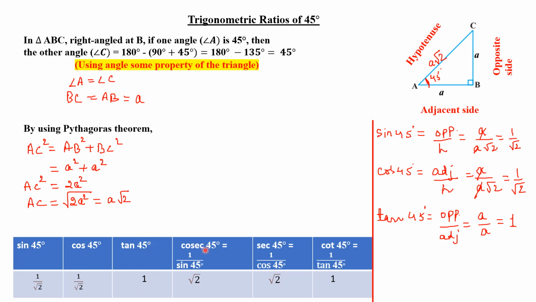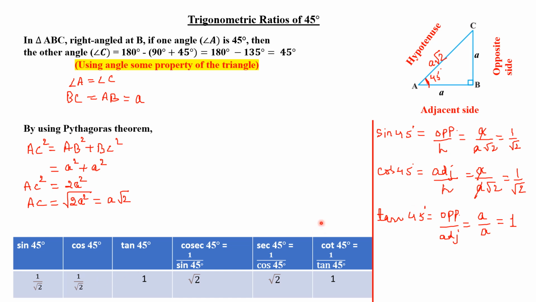Tan 45 is 1. Now cosec 45 degree is the reciprocal of sine 45 degree. So reciprocal of 1 by root 2 is root 2. Same way sec 45 degree is the reciprocal of cos 45 degree. So again reciprocal of 1 by root 2 is root 2. And cot 45 degree is the reciprocal of tan 45 degree, and reciprocal of 1 is 1. So these are all the 6 trigonometric ratios of 45 degree.